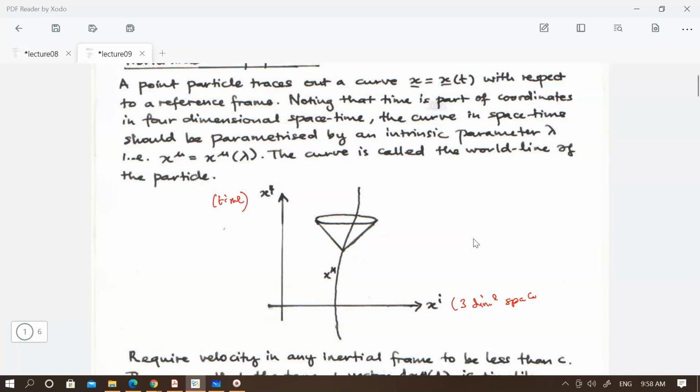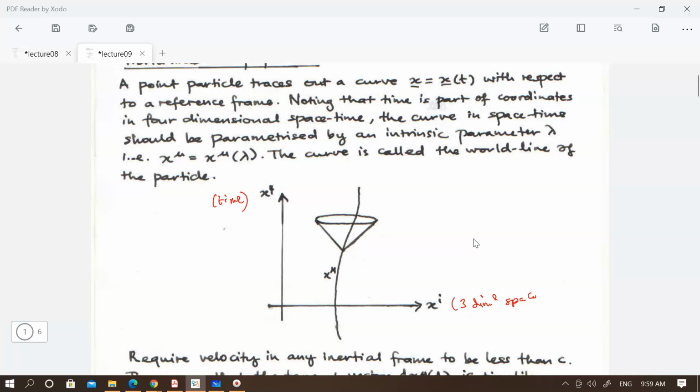But what actually happens over here is that the tangent of this particular curve has to be less than the speed of light. Remember, the tangent of this curve would be the velocity, and the velocity cannot exceed the speed of light for ordinary particles. So in other words, the inverse slope will be less than the inverse slope of this.